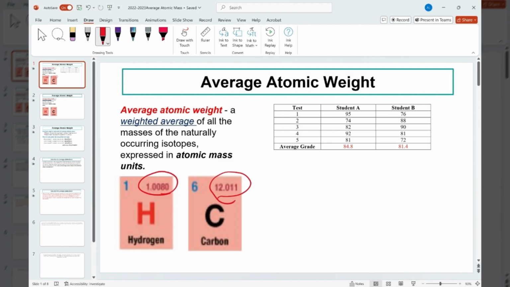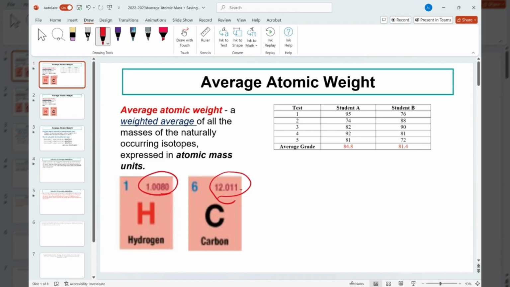So first of all, just a reminder, all the elements on the periodic table have two or more isotopes. And again, isotopes are atoms of the same element with a different number of neutrons, or a different atomic weight, or a different atomic mass. So the way this average atomic weight in AMUs is calculated is it is a weighted average.